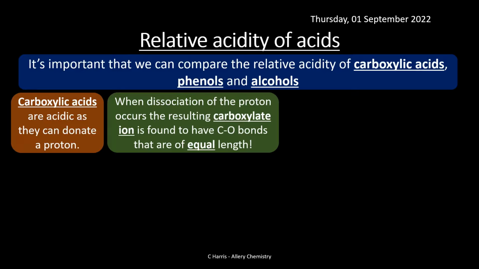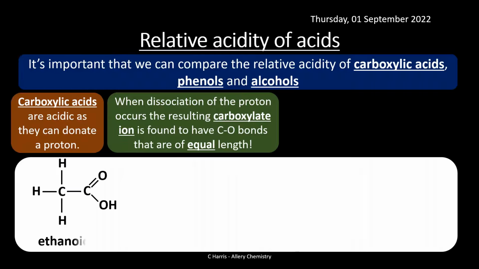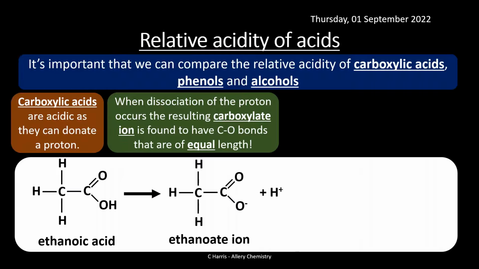And now this is actually found to have CO bonds that are of equal length. And that's a bit weird, because if you look at this reaction here, you can see you've got ethanoic acid, okay, and this is the ethanoic acid here. Now it's this OH bond that is broken at this point, and then we're left with this ethanoate ion. Now the weird thing about it is you've got a double bond and a single bond, so you'd expect the bond lengths to be different, wouldn't you, because you've got a double and a single bond.